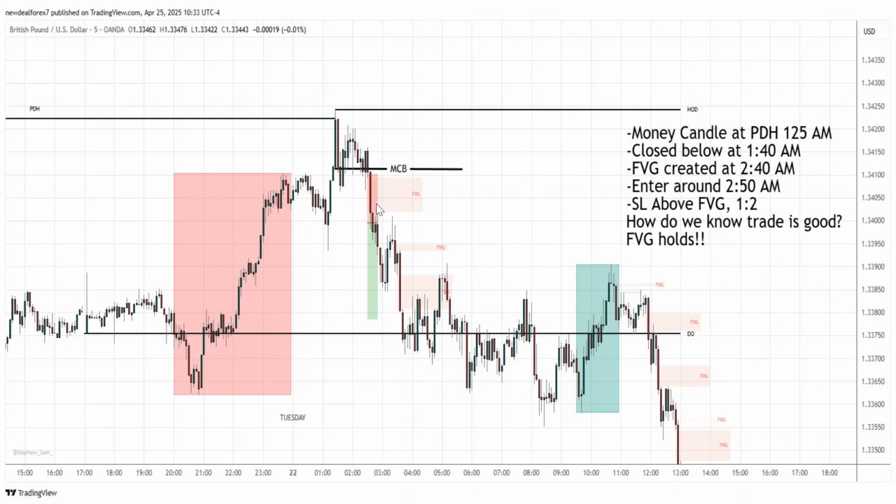Now you might be wondering, well, where can I get in? Where's the entry in the fair value gap? Because this is a bigger one here. You can enter anywhere. It doesn't matter. As soon as you see price start to tap into it, you're good to go ahead.